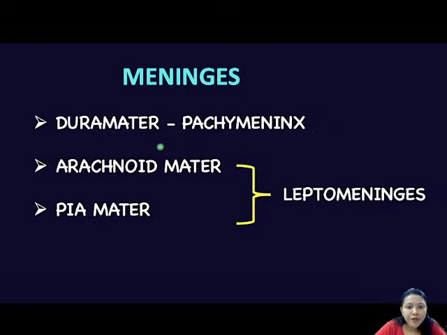So the dura mater is known as the pachymeninx, and the arachnoid and the pia mater together are known as the leptomeninges. The dura, the outermost meninx, which is related just after the cranium, is known as the pachymeninx. It is the thickest of all the meninges, and the thinnest is the pia mater. Arachnoid and pia mater are together known as the leptomeninges. So dura is the pachy, and arachnoid and pia are the leptomeninges.